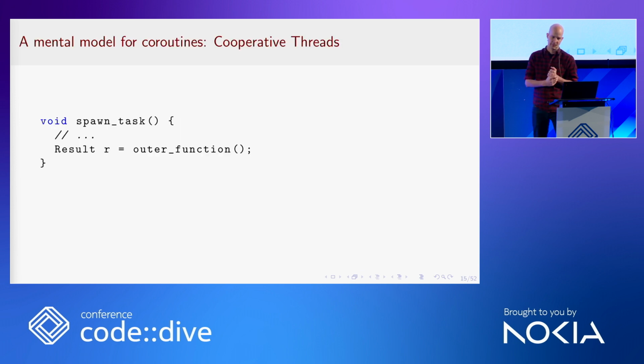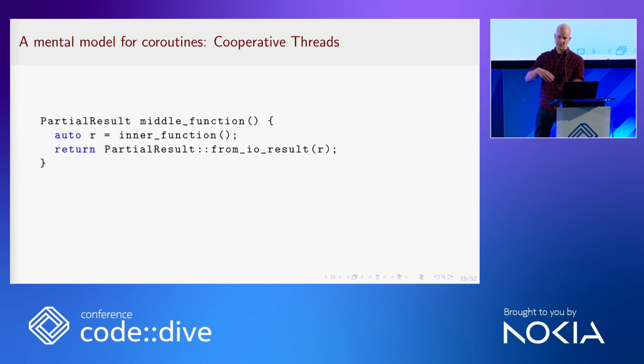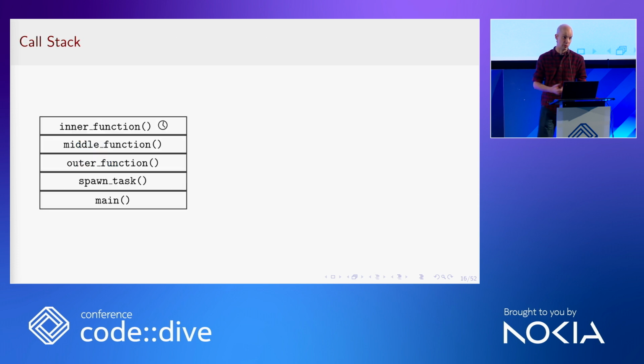All right. Let's start by building a mental model for what we're trying to do here. So our scenario is we want to execute some complex task, right? We have some function that spawns up this task, and then we have an outer function that computes some partial results depending on what is provided by this middle function. This middle function in turn also depends on another result from an inner function. And now in this inner function, we have this blocking I/O call, right? That just needs to do some I/O, and that could take a long time in which we cannot really do anything except wait for the I/O to come back, right?